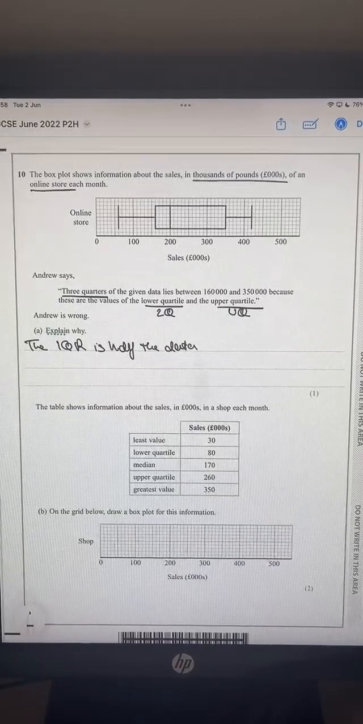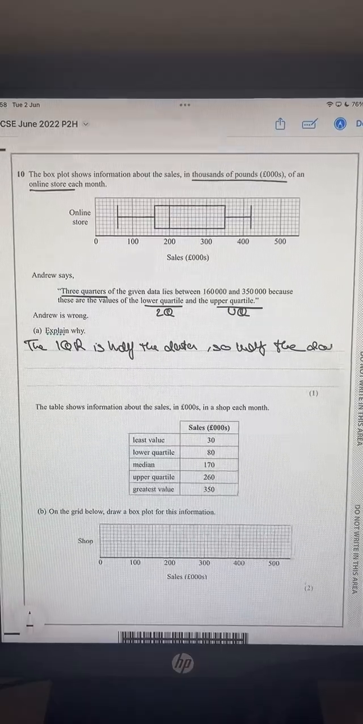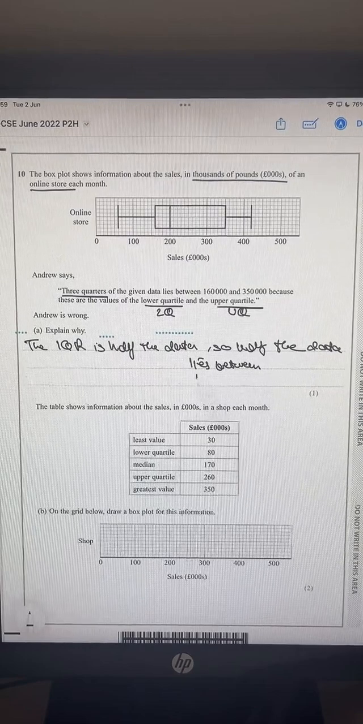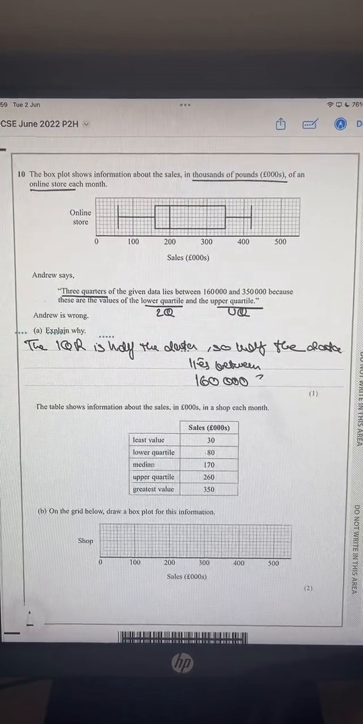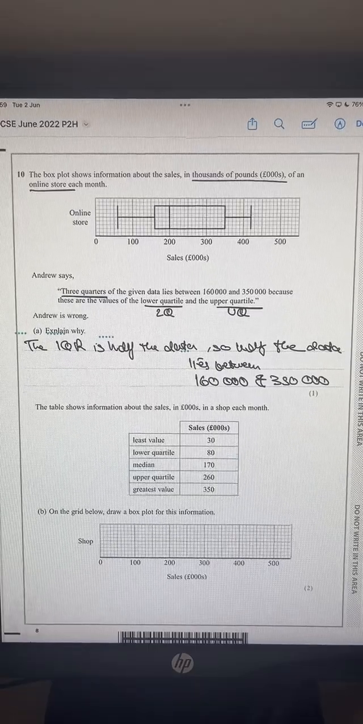That's all you need to say pretty much. So, half the data lies between 160,000 and 350,000. Because we know that the difference from upper quartile to lower quartile is the interquartile range.